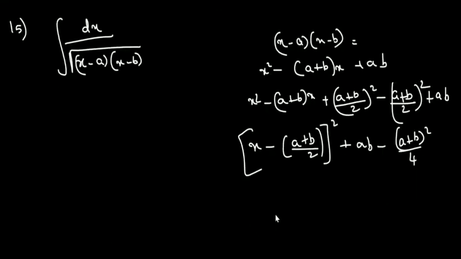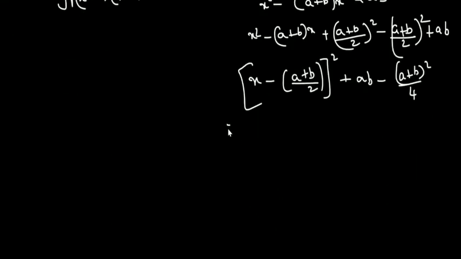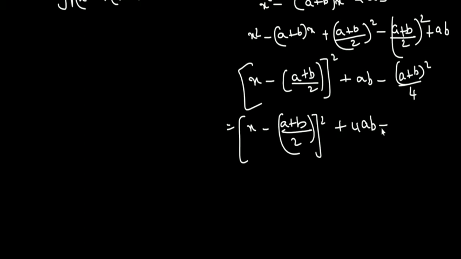That is equal to x minus a plus b by 2 the whole square plus 4ab minus, open the bracket here, minus a square minus b square. 2ab will become minus 2ab.